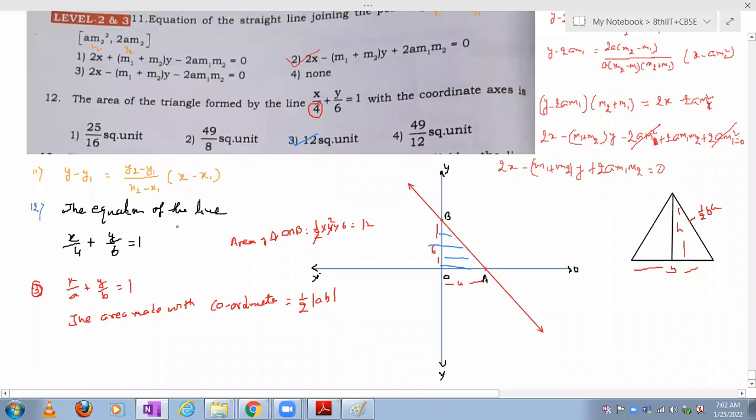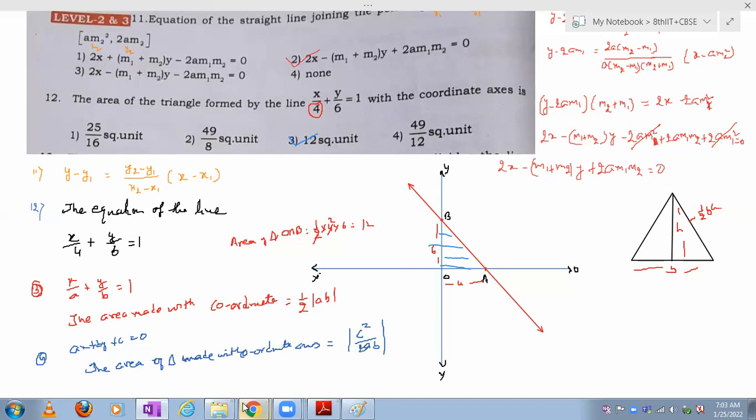Another thing is there. If he gives you the line as ax plus by plus c is equal to 0, then the area of the triangle made with the coordinate axis is c square by 2 mod ab. Got it? Directly we can pick this formula.